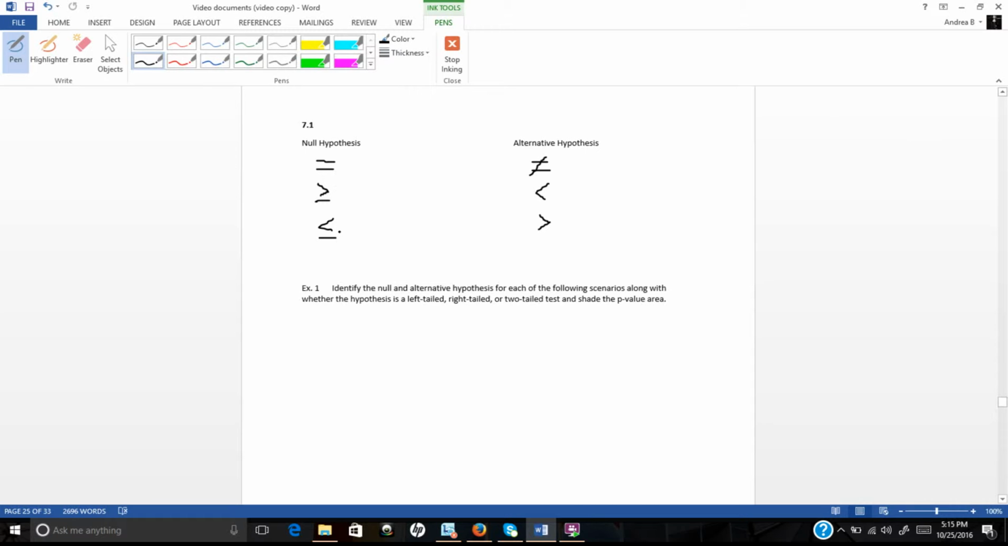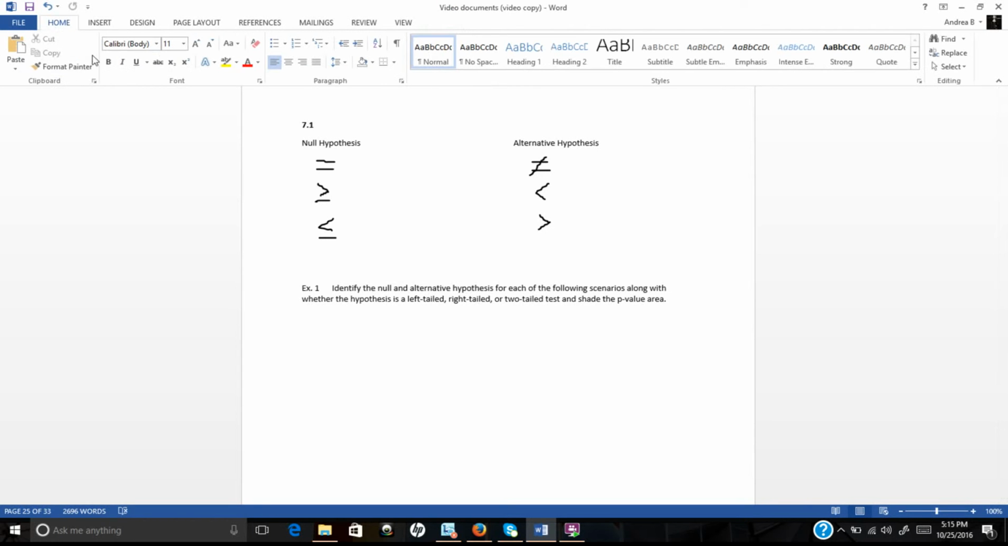So depending on what the null hypothesis is will depend on what the alternative is, and vice versa. It depends on what we're dealing with of exactly what we're going to have for those symbols. But you always have one set of values there: equal to and not equal to, greater than or equal to and less than, or less than or equal to and greater than. Those will always come in pairs.